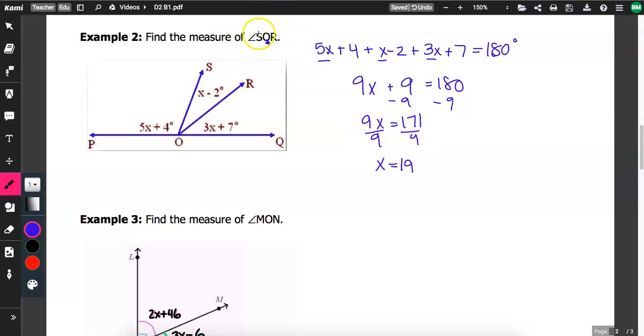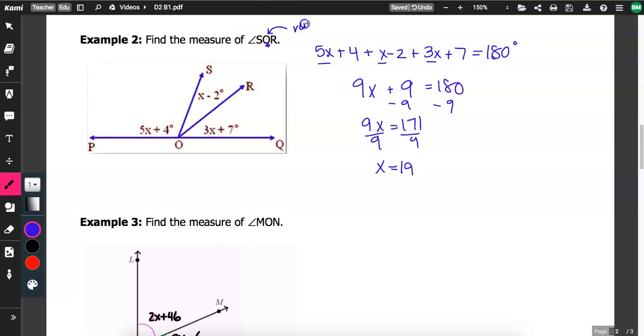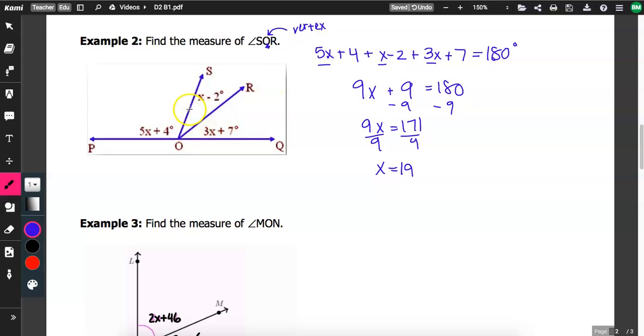We have to actually answer the question. We want the measure of angle SOR. So be careful here. Just take your time looking for the angle. Remember, the middle letter is the vertex. So start at S, travel to O, then up to R. So we're looking for this angle right here. Pretty easy. Angle SOR equals x minus 2. Plug in 19. So it's a 17-degree angle.